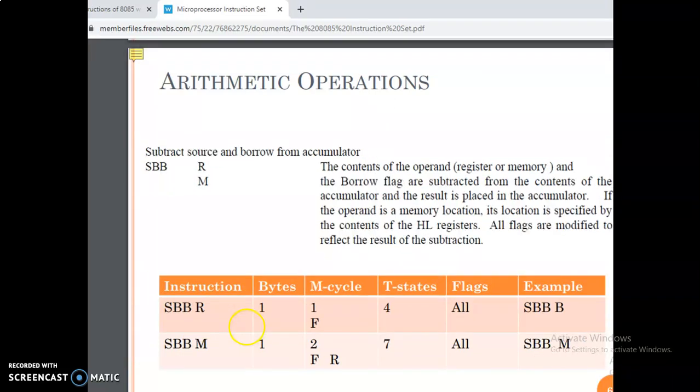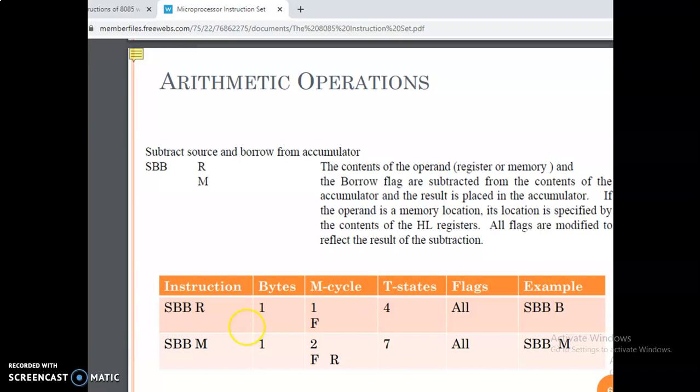So this is SBB. This means the borrow, because like carry in addition, in subtraction borrow is used. In the truth table itself I showed you that 0 minus 1, if you subtract 1 from 0, you get a borrow. So this is the instruction for SBB, that is, this borrow.